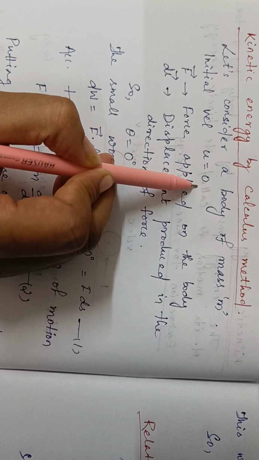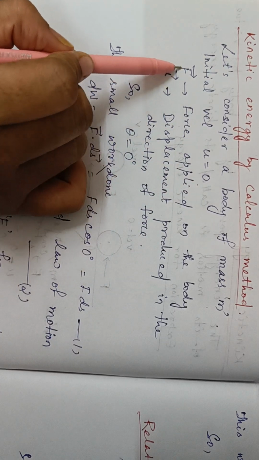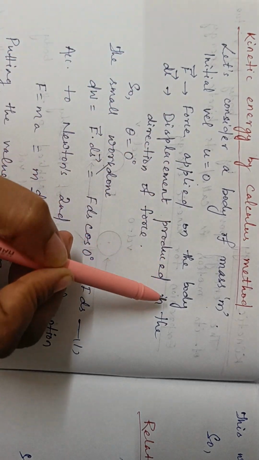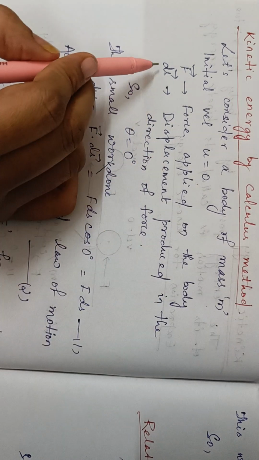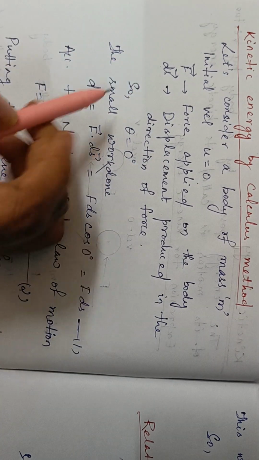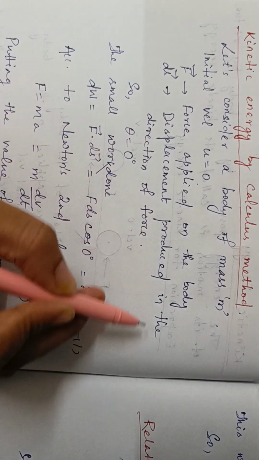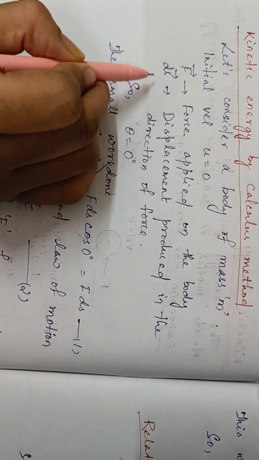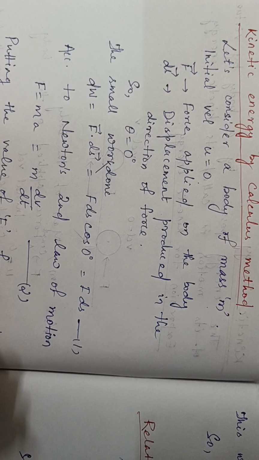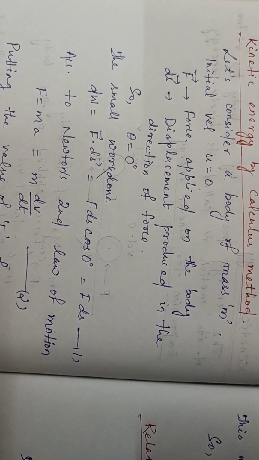Previously I have told you. Now what is F vector? That is the force applied on the body. Same thing. Now ds vector: this is the displacement produced in the direction of force. ds vector means small displacement we have taken.